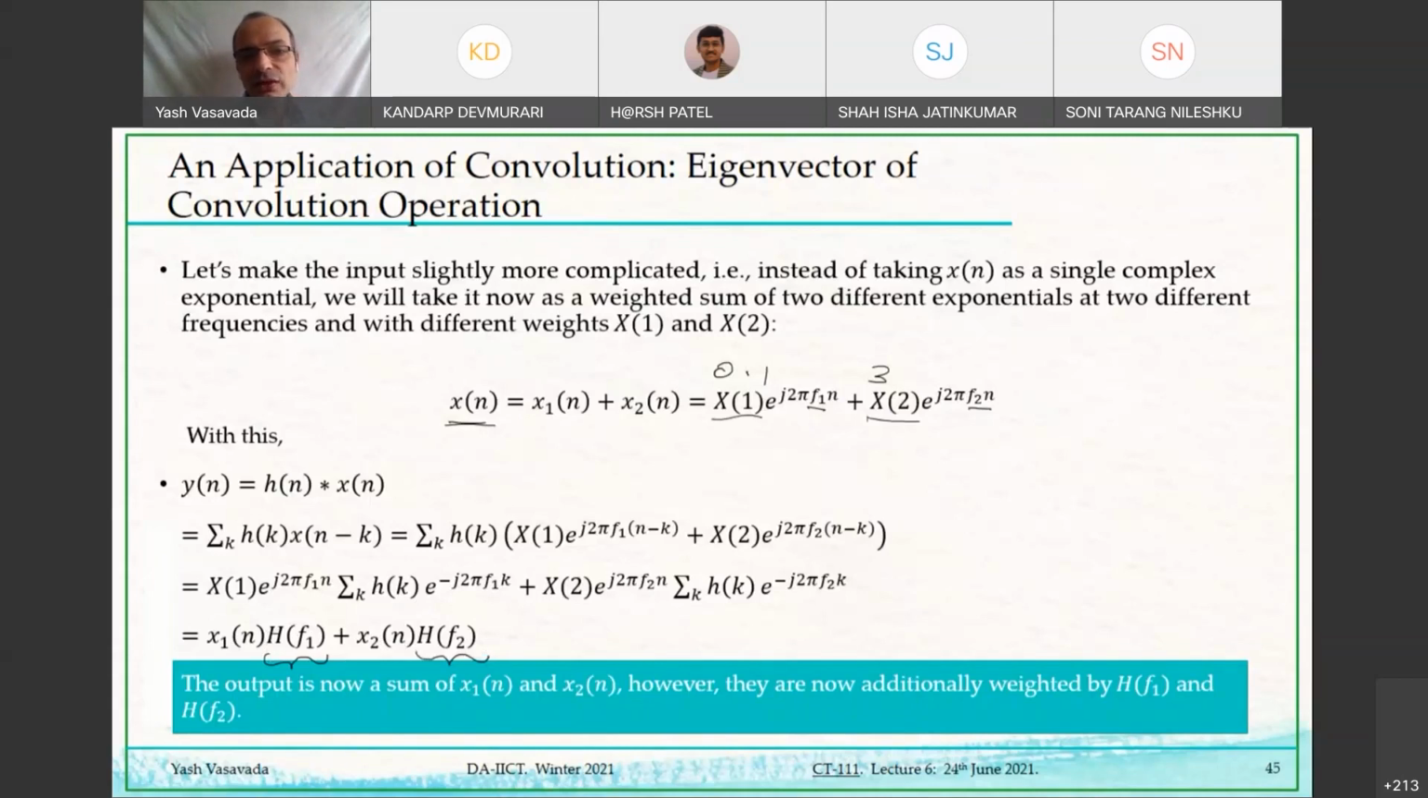Suppose instead of 2, if I have 3 complex exponentials, at f1, f2, and f3, then what will be this output? There'll be an additional term here, right, Pujan is correct. It will be x3 of n multiplied by h of f3. If I have a fourth complex exponential, there'll be one more term, x4 of n, h of f4.